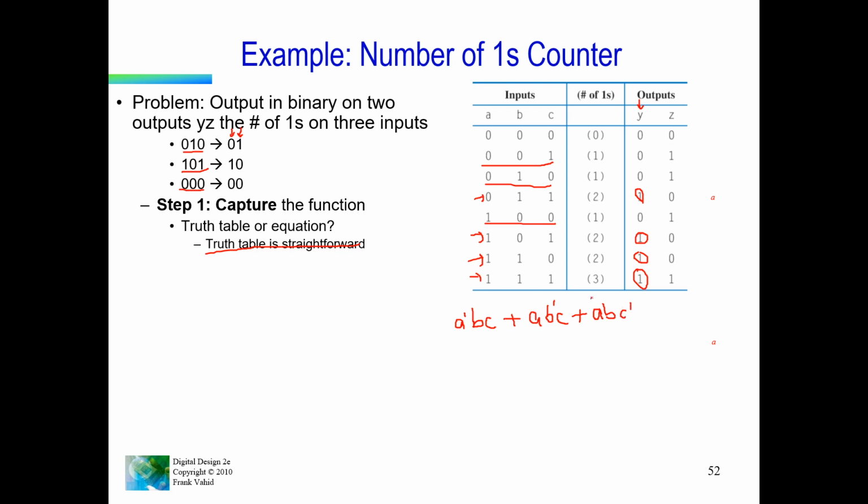And for the last row, when the output will be 1, I can write as A and B and C. So this is equal to Y. So in step 1, I created the truth table, and in step 2a, I created the Boolean function, Boolean equation for the Y output. I should do the same for Z.